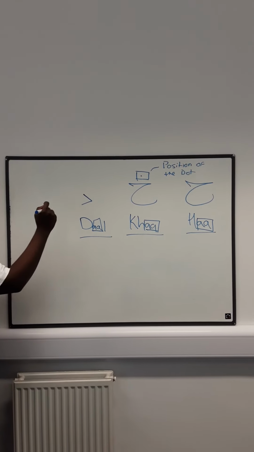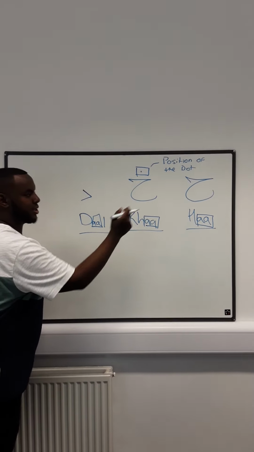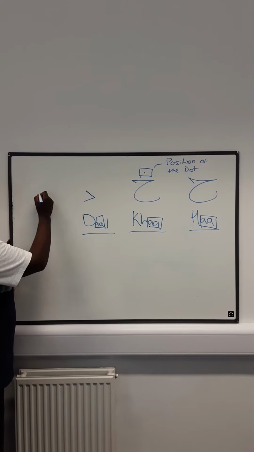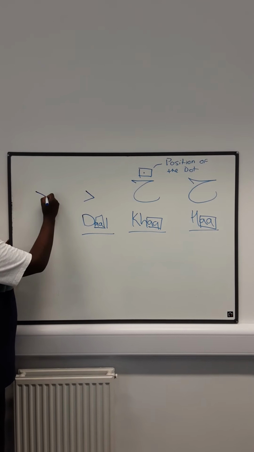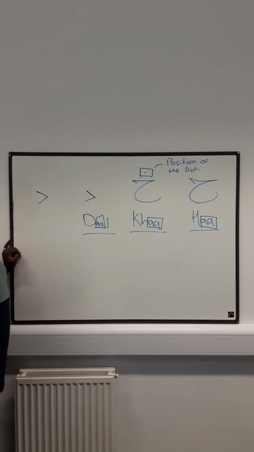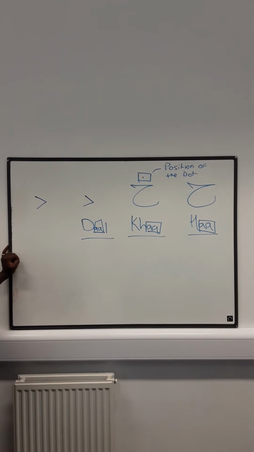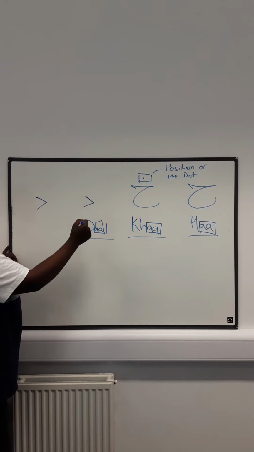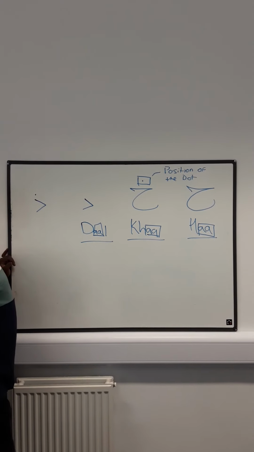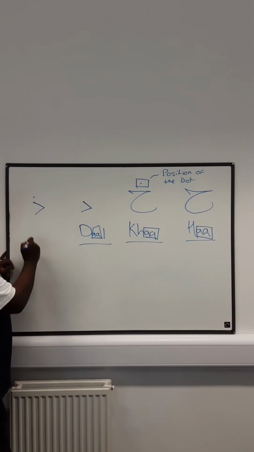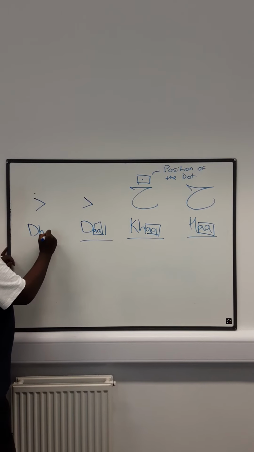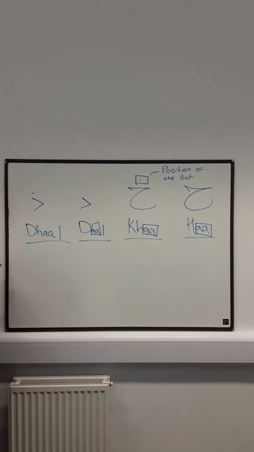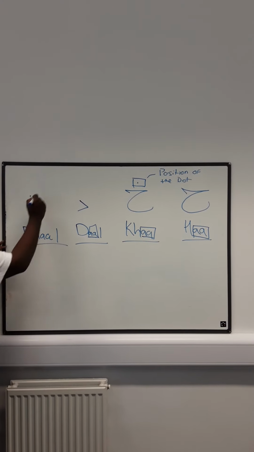So, once you've understood this, we're going to move on to the 4th letter. This is very similar to this sideways V. The only difference is the position of the dot. So here it's dotless, but here there is a dot. And this dot makes the letter Dhal.